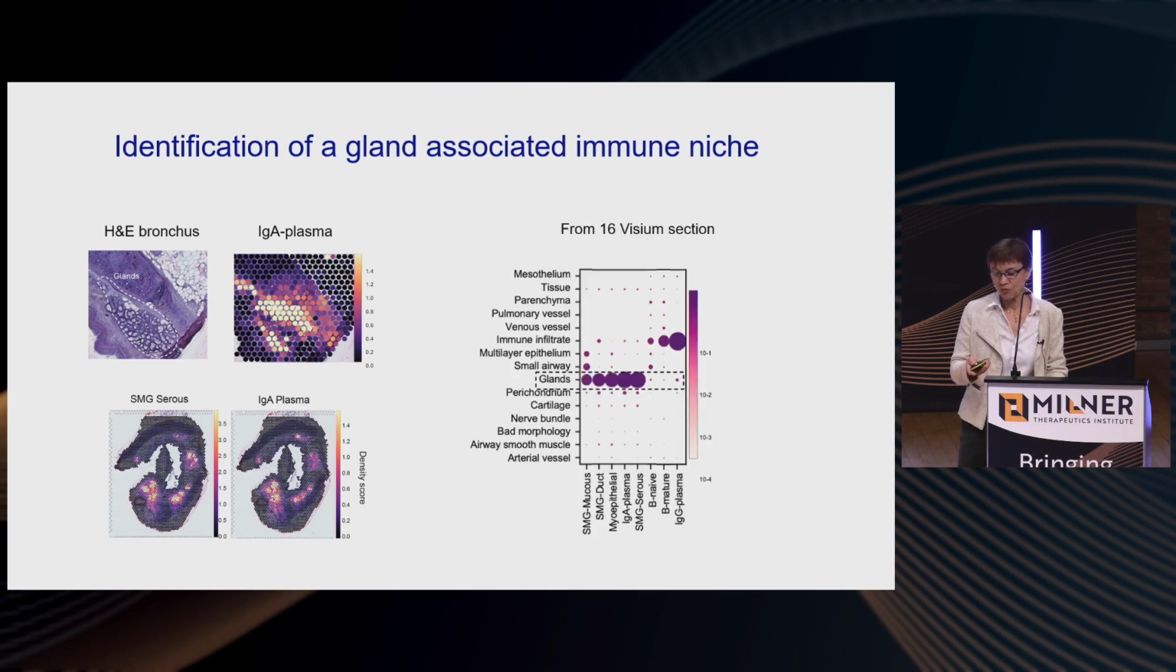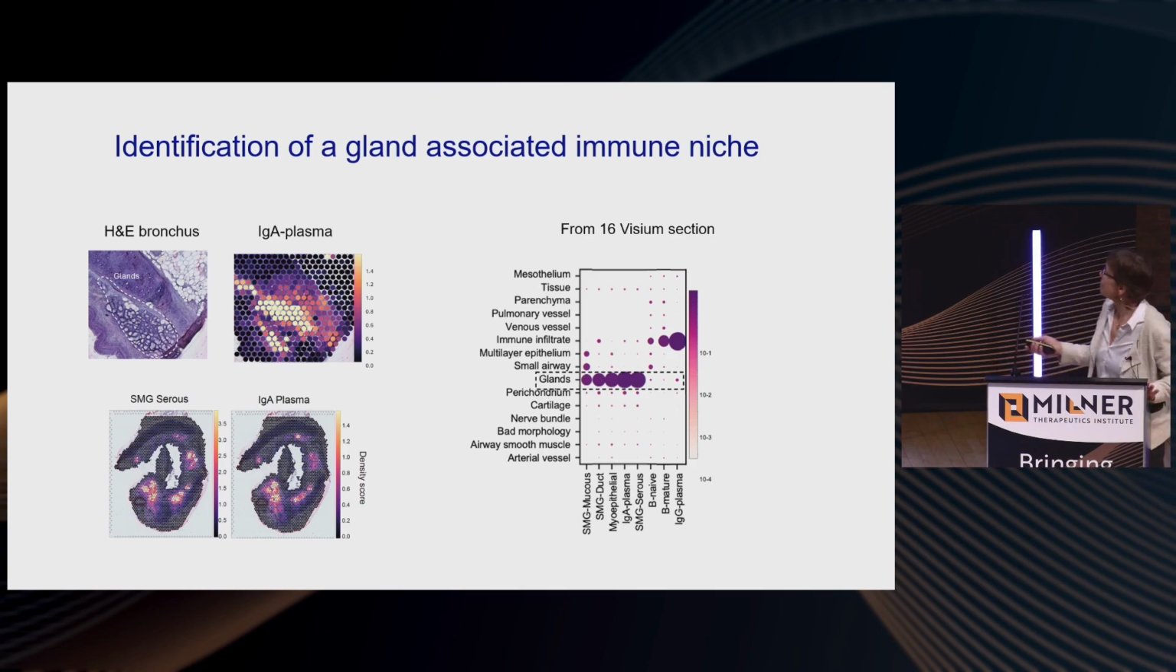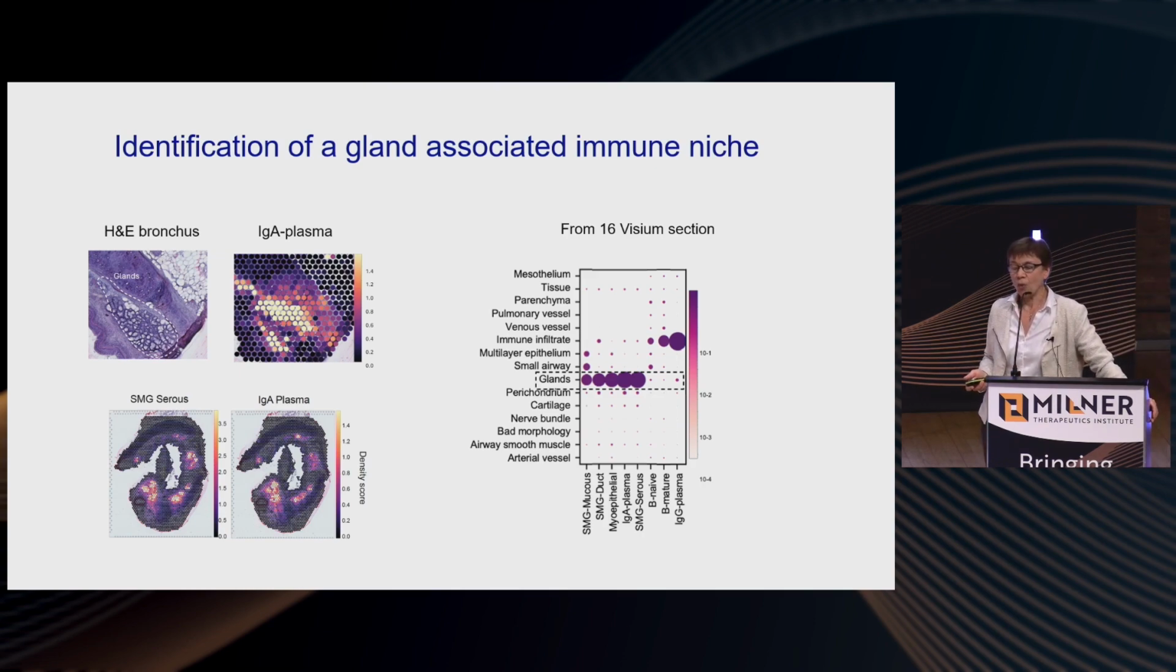And this was not just true for one slide, but when we looked across multiple different Visium sections, we saw that the submucosal gland cells all map together with the IgA, whereas the IgG primarily maps to the immune infiltrate.